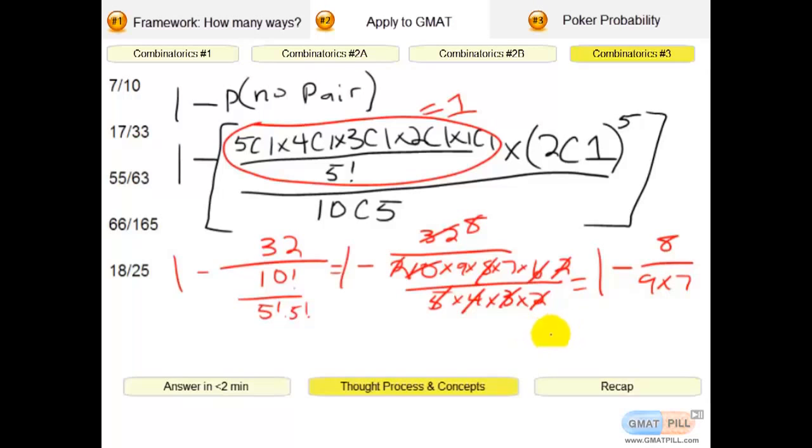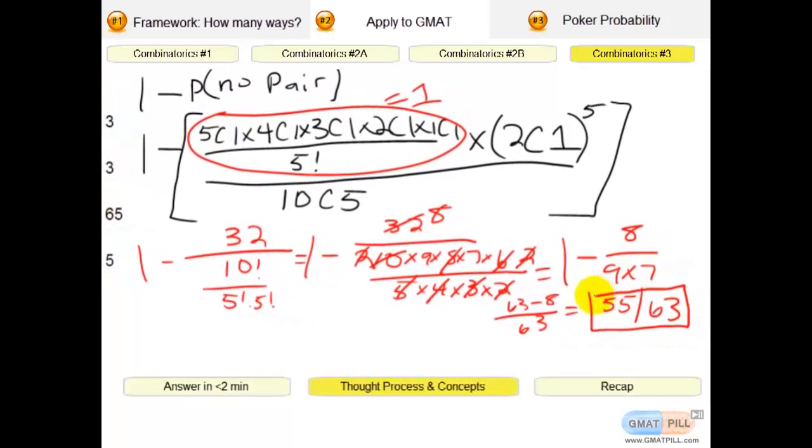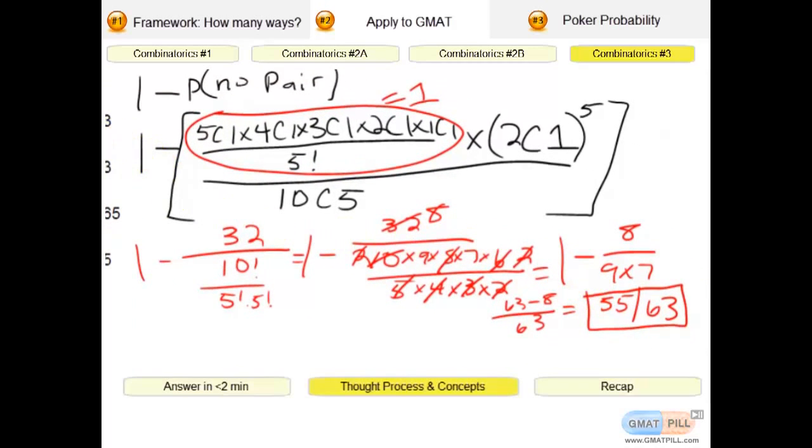And that turns out to be 63 on the bottom. 63 minus 8, and that gets you to 55 over 63 as your final answer, and that's answer choice C.